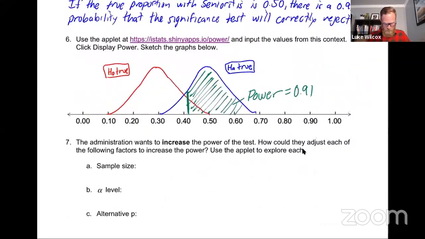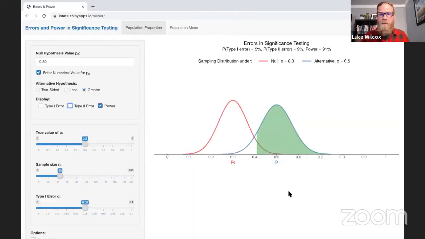So the administration wants to increase the power of the test. How could they adjust each of the following factors to increase the power? So let's go back to the applet now. And this is where the applet becomes really powerful. You can see dynamically how things are changing when you change other things within the applet, right?